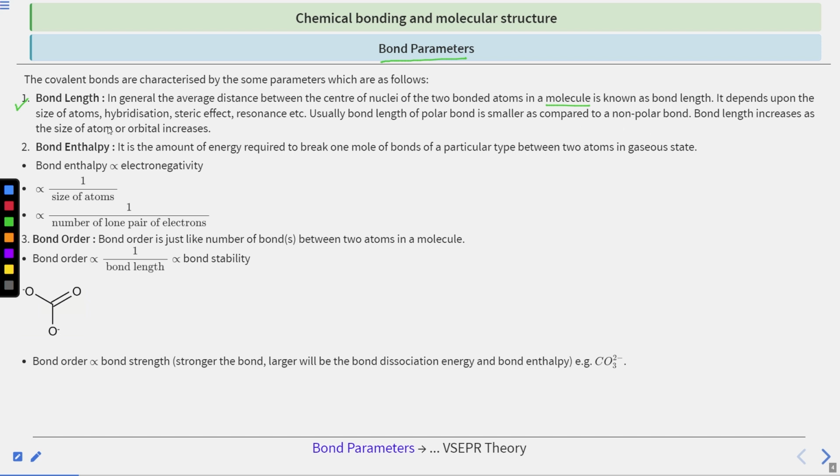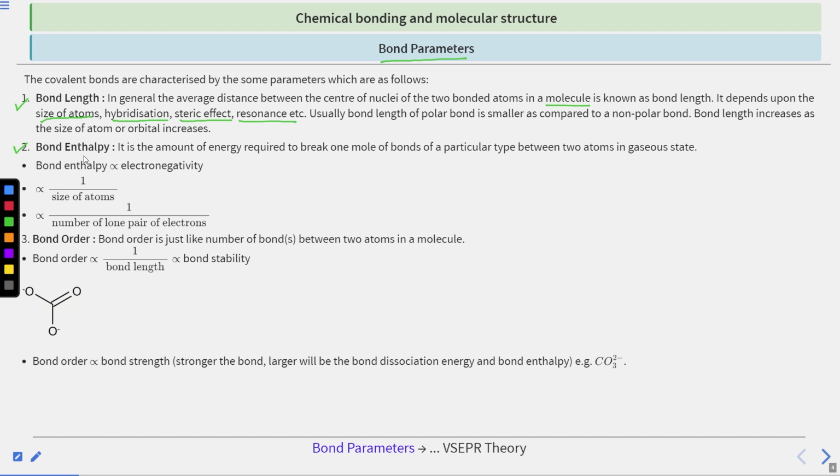It depends upon the size of atoms, hybridization, steric effect, and resonance. Usually, the bond length of a polar bond is smaller as compared to a non-polar bond. Bond length increases as the size of the atom or orbital increases.